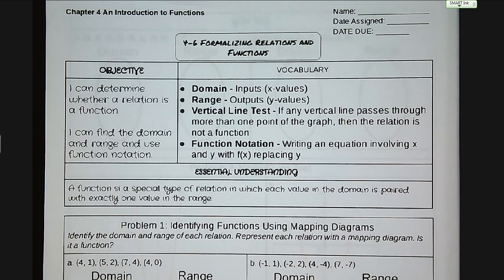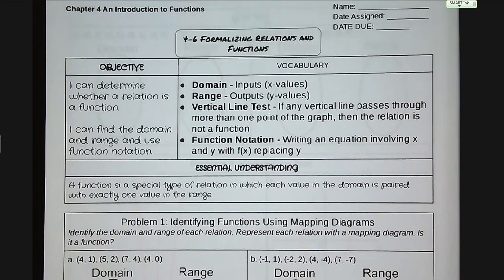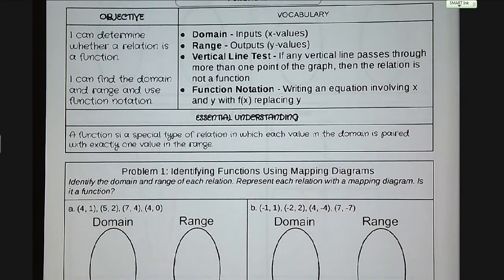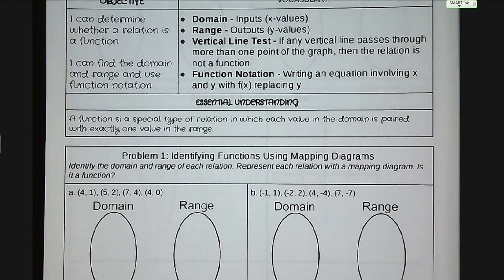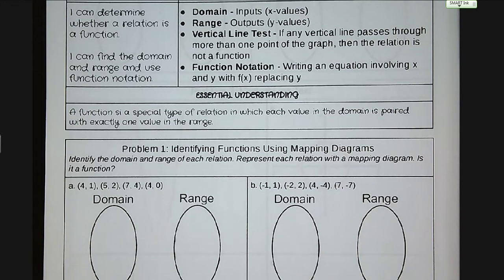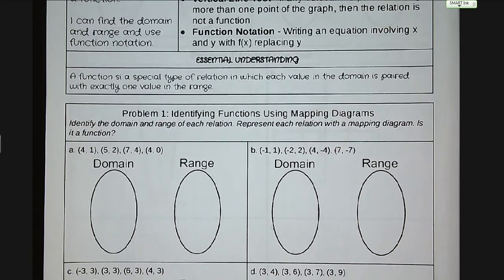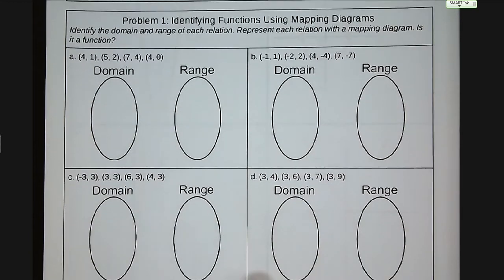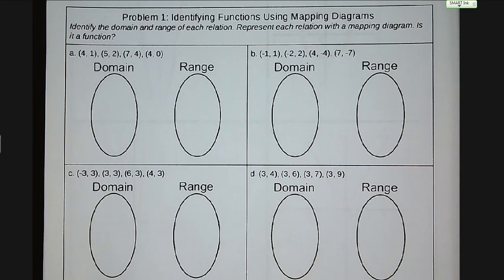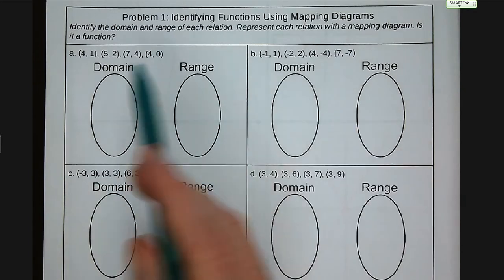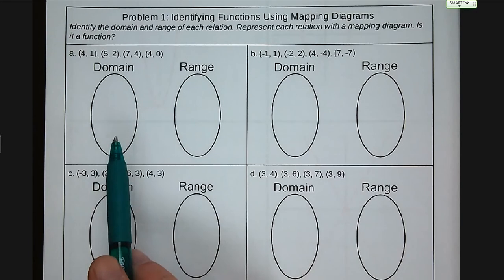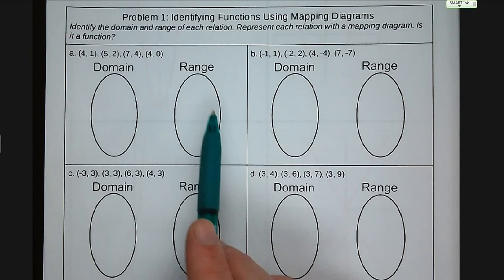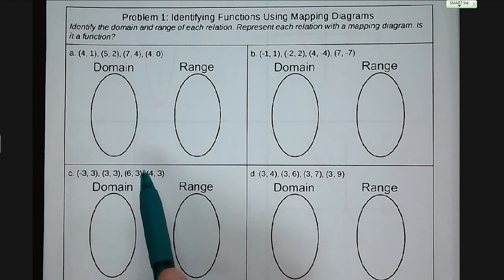All right, so let's dive right into this. Our essential understanding is a function is a special type of relation in which each value in the domain is paired with exactly one value in the range. All right, problem number one, identifying functions using mapping diagrams. So we have a list of ordered pairs, and then we have the domain and the range. And this setup is called a mapping diagram, and you'll see why in a moment.